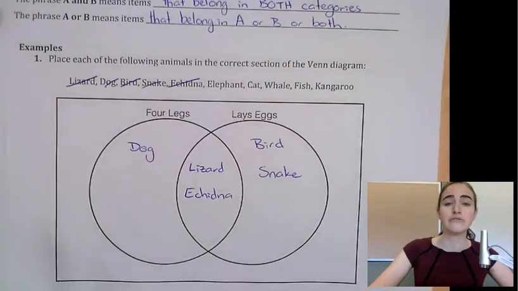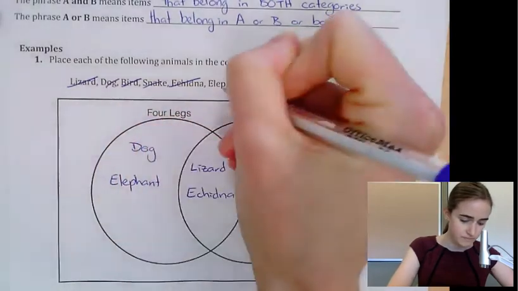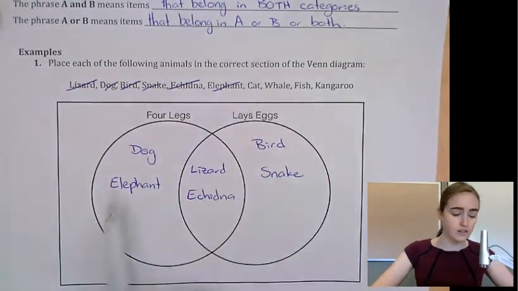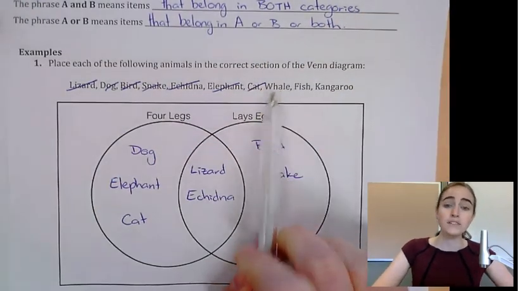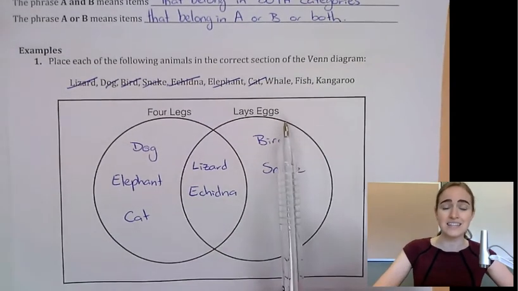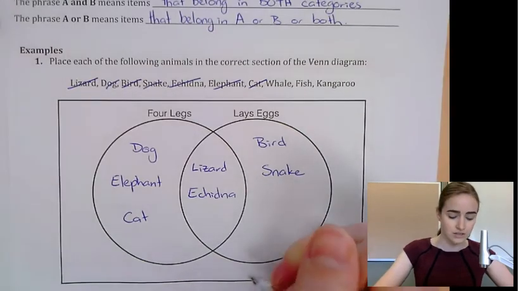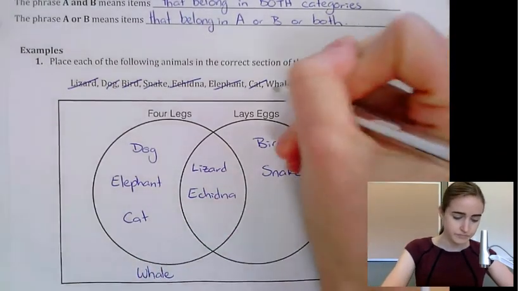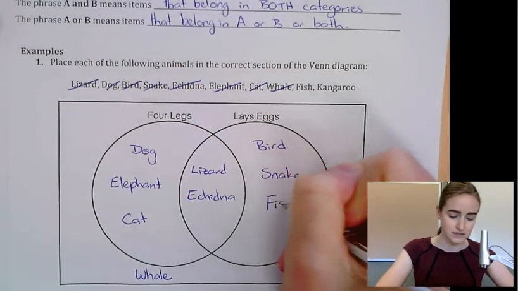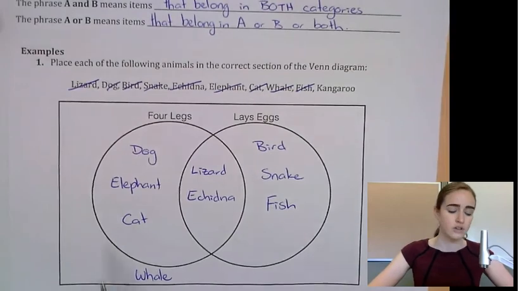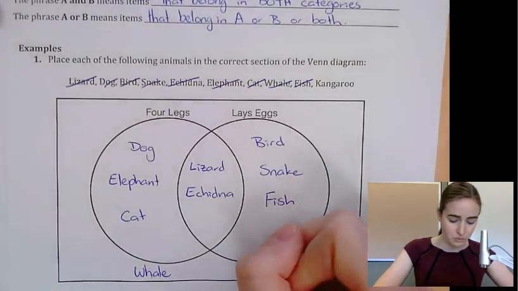An elephant does have 4 legs, doesn't lay eggs, so it comes over here. A cat is going to be in that same category. It does have 4 legs, but doesn't lay eggs. A whale doesn't have 4 legs and it doesn't lay eggs. So because it's not in either of those categories, it's going to go outside the circles. A fish doesn't have legs, but it does lay eggs. And our last one is a kangaroo, which doesn't have 4 legs and doesn't lay eggs, so it comes outside with the whale as well.